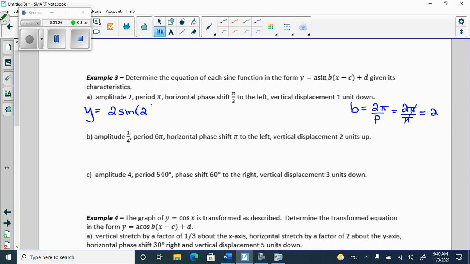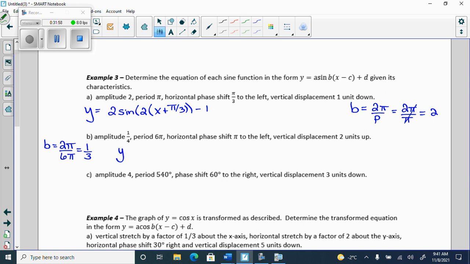And then we have x minus, but it's to the left, so it's plus pi over 3. And then a vertical displacement 1 down, minus 1. So the period of this one is 6 pi. So B is going to be 2 pi divided by 6 pi. So it's going to be a third, which makes sense because a third is a horizontal stretch of 3. And I went from 2 pi to 6 pi, so I multiplied by 3. So you should be able to double check yourself.